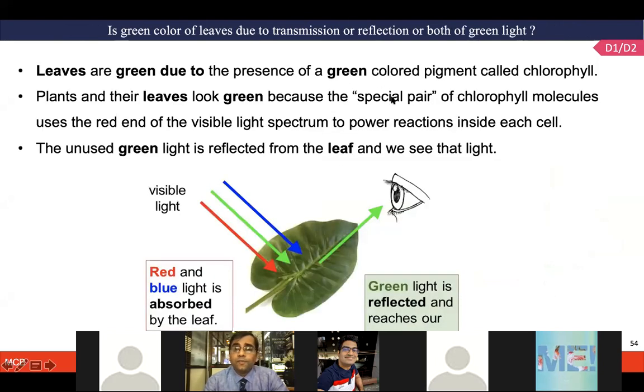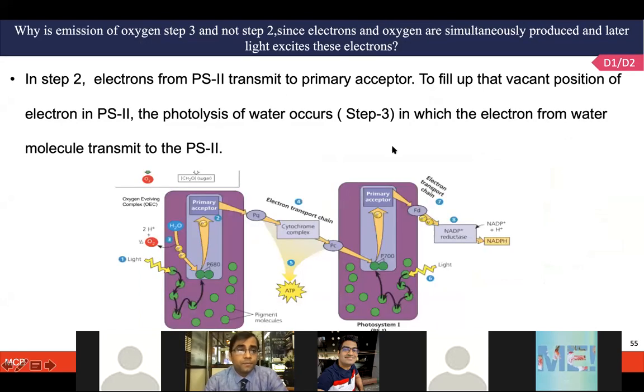Is the green color of leaves what we see in the reflection of the green light? I think we have already explained that in the earlier concept as well. The red and blue light is absorbed by the leaf. Only green light is reflected, and that's what makes it look green.